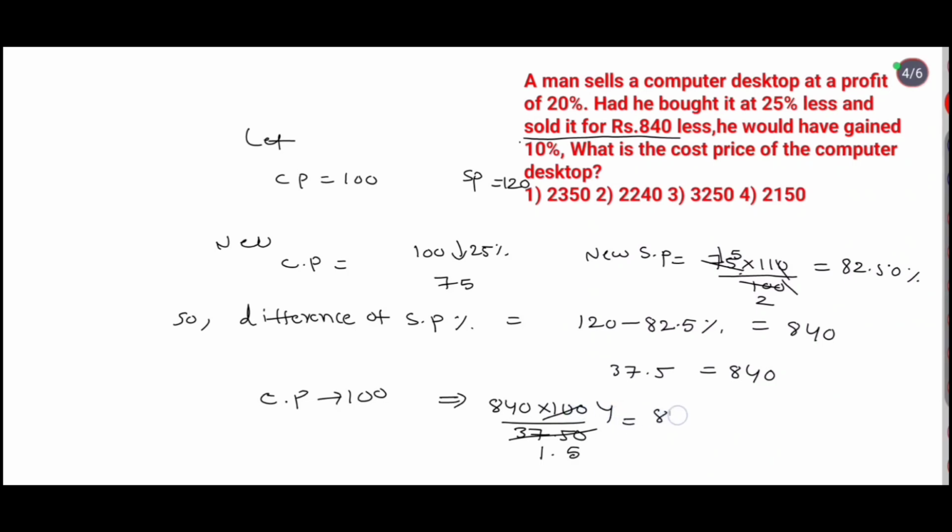840 multiplied by 4, 40. Remove the point. 15 5s are 75. 9 15s are 90. 40 and 56. 40 multiplied by 56 is 2240. Option number 2 is the correct answer.